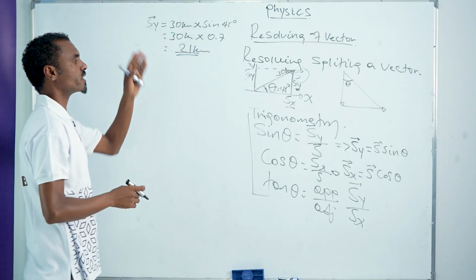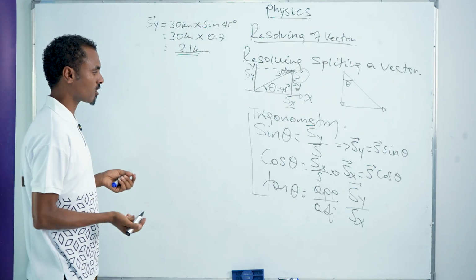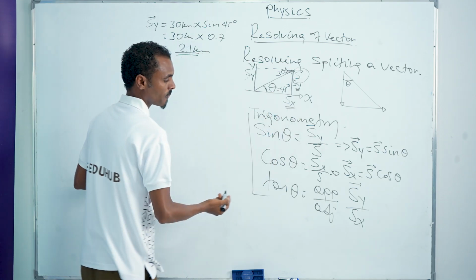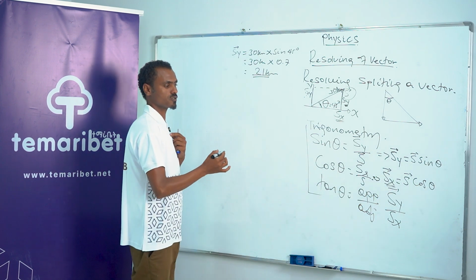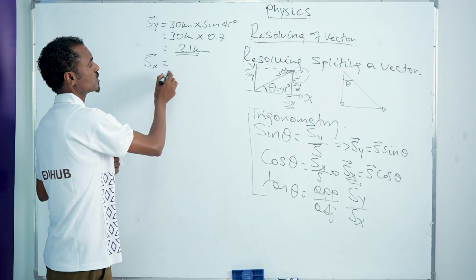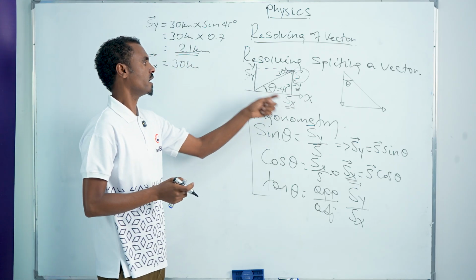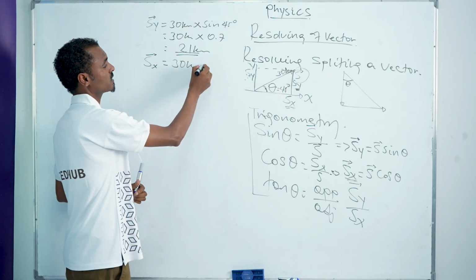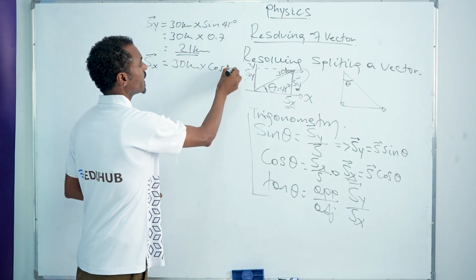This is your vertical component. How can we get the horizontal component? The horizontal component is Sx. There is an expression: Sx is equal to S cos theta. So let's write Sx in such a way. That is 30 kilometers, which is common for both Sx and Sy, since S is given. That is 30 kilometers multiplied by cos 45.